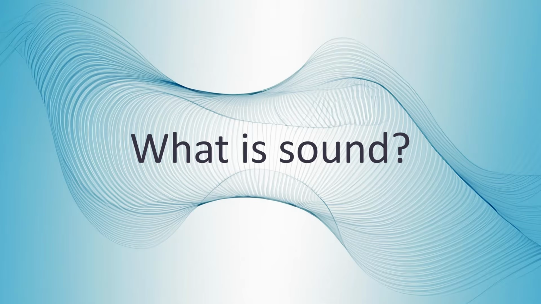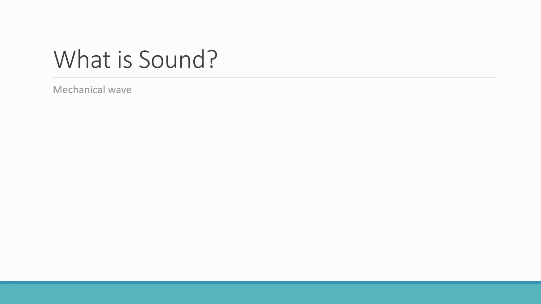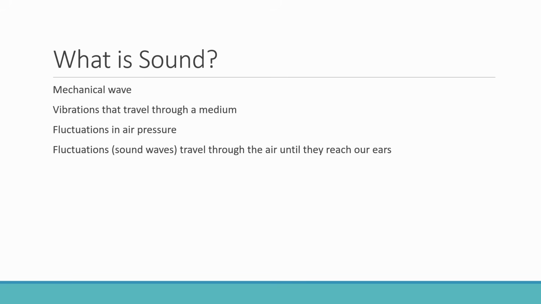So what is sound? Sound is a mechanical wave. It's vibrations that travel through the air, water, or even solid objects. When something vibrates, it creates fluctuations in air pressure. These fluctuations, or sound waves, travel through the air or the medium until they reach our ears.